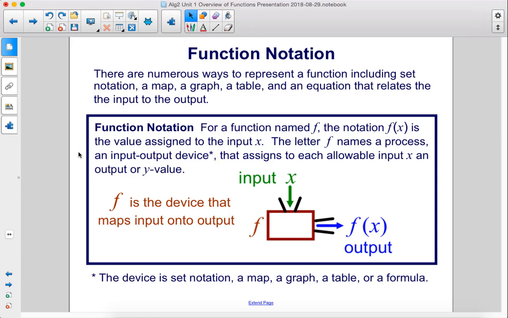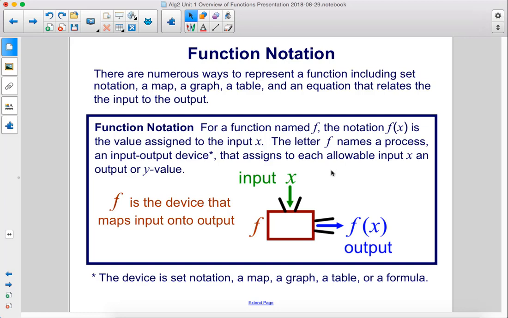There are numerous ways to represent a function, including set notation, a map, a graph, a table, and an equation that relates the input to the output. Function notation: for a function named f, the notation f of x is the value assigned to the input x.